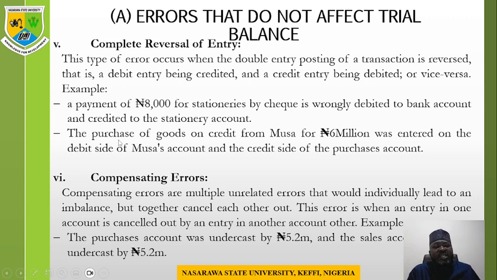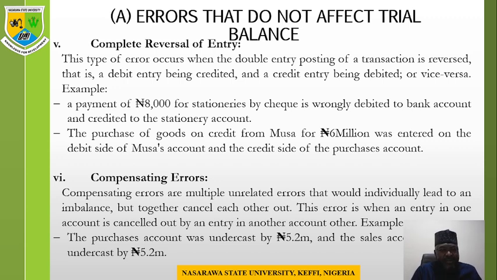Another example is the purchase of goods on credit from Musa for 6 million naira was entered on the debit side of Musa's account and the credit side of purchases account. The normal thing would have been to debit purchases account because purchase is an expense and we're receiving the goods. And then we'll credit Musa's account because Musa is our creditor and all creditors have credit balance because they give out their goods as a supply to their customers.